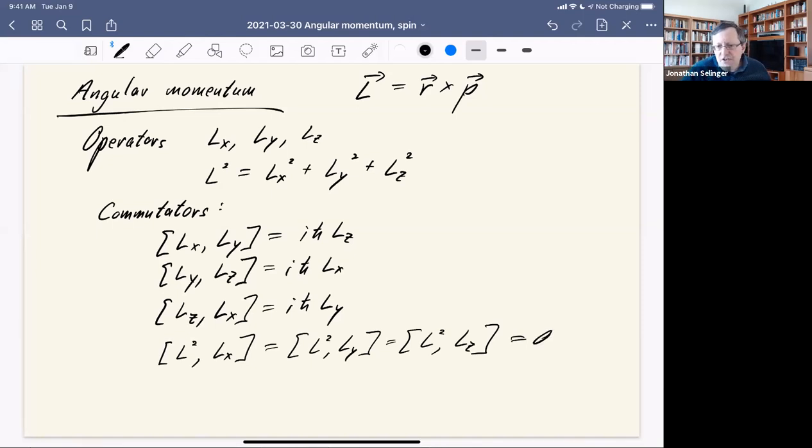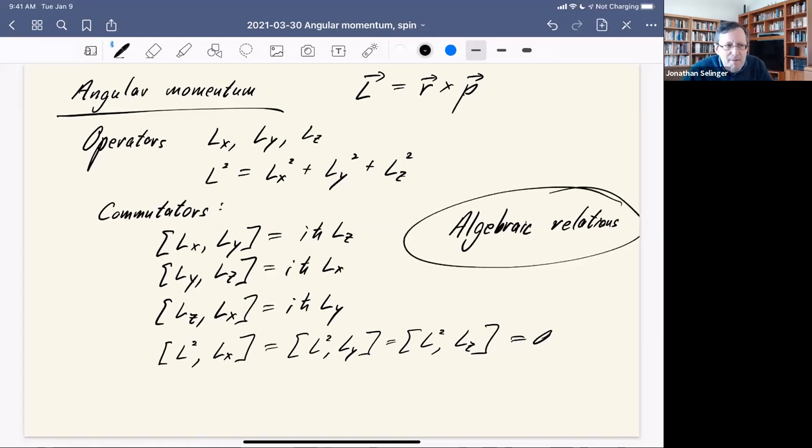So this is summarizing the properties of angular momentum, we might say algebraically, that is, in terms of the algebraic relationships of the operators. We're taking the information about angular momentum and putting it all in terms of these commutators.